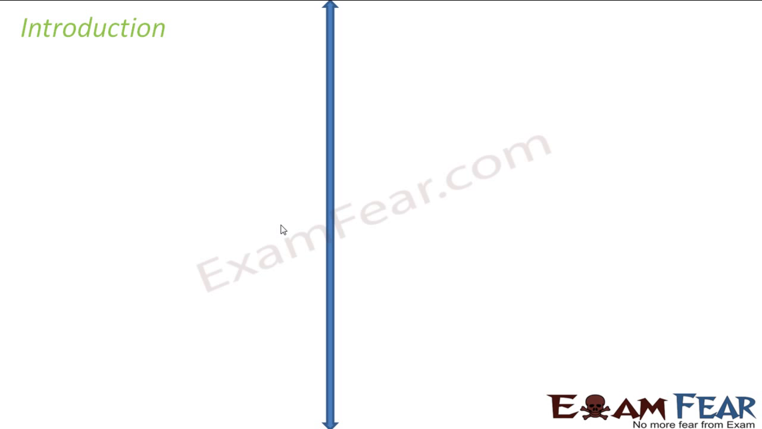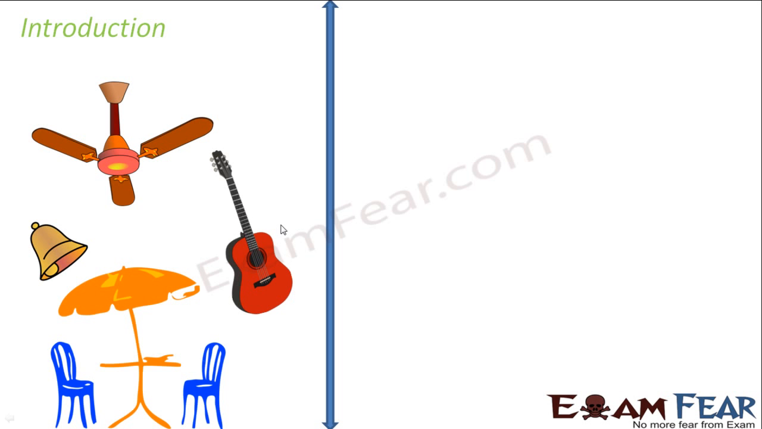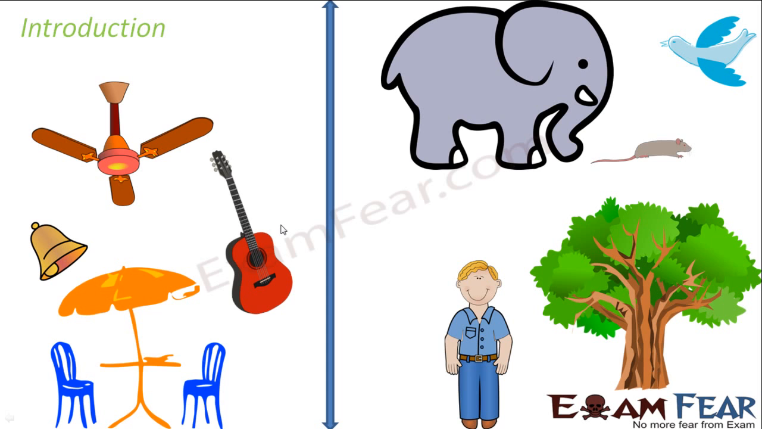Before that, let me ask you one thing. In biology, we are going to study all about life, right? So how do we distinguish between a living organism and a non-living organism? For example, on this screen, I have divided the screen into two halves. One half is dedicated to the non-living things and the other half to the living things. On the left hand side, you can see the fan, the bell, chairs, tables, umbrella, guitar. All of these are categorized as non-living.